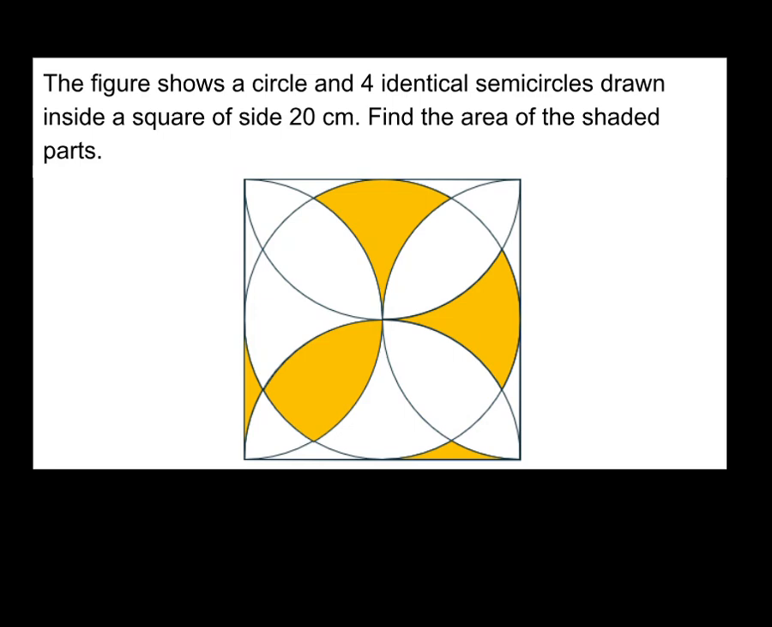Hi, let's look at this question together. The figure shows a circle and four identical semicircles drawn inside a square of side 20 centimeter. Find the area of the shaded part.